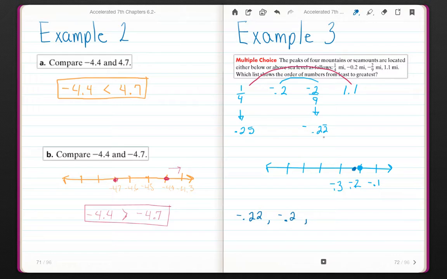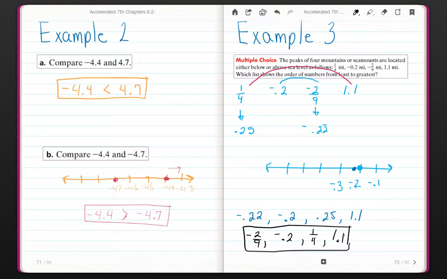And then I have a decimal and a whole number. So that one's pretty easy. Then 1.1. But I of course need to write my original numbers. So my final answer, this negative 0.22 is negative 2/9. And then negative 0.2 or negative 2/10. And then 1/4 because 0.25, that's my original number. And then 1.1. So this is actually my final answer.